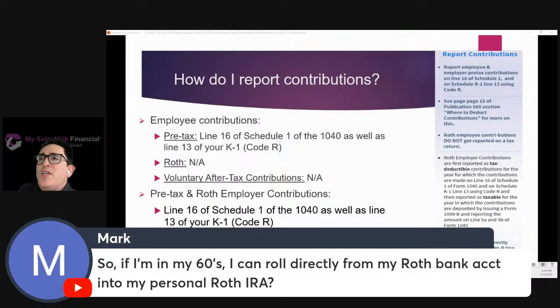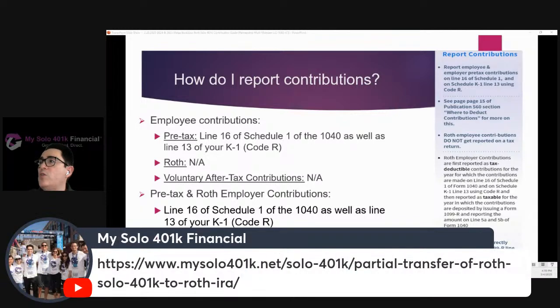So if I'm in my 60s, I can roll directly from my Roth solo 401k into my personal Roth IRA? Yes, because you would have met a triggering event. You'd be over age 59 and a half. And then here's the form that customers use to let us know about that Roth solo 401k to Roth IRA transfer, to give us the information we need to prepare that 1099-R, because that is also going to be reportable when you go from a Roth solo 401k to a Roth IRA. Give you a moment to grab that link.